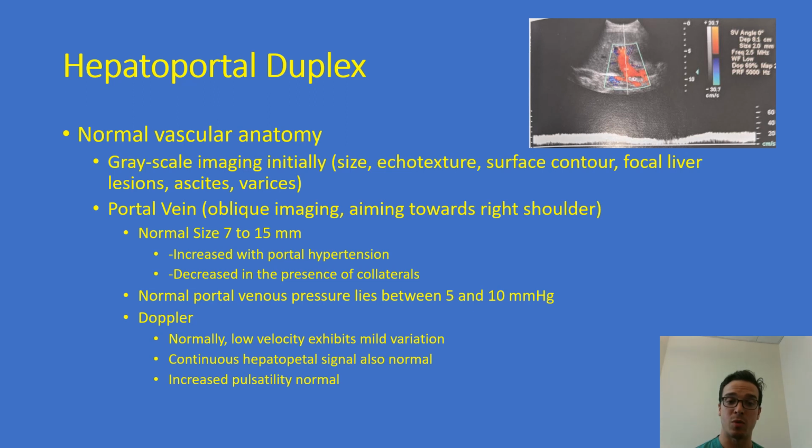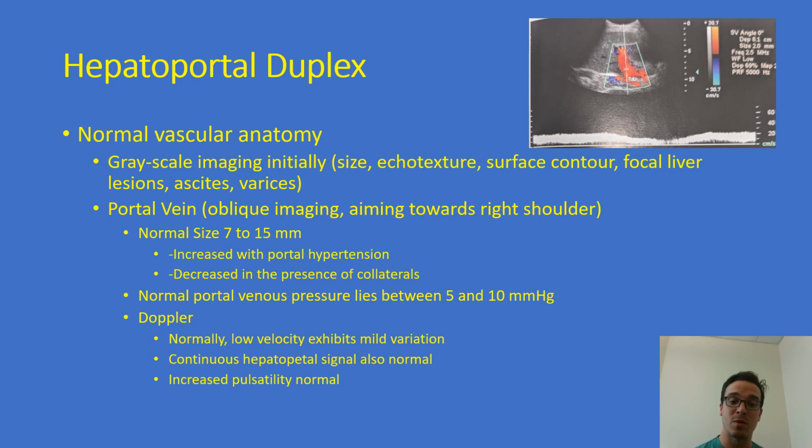We look first at the portal vein. This is obtained with oblique imaging, aiming towards the right shoulder. The normal size of the portal vein is 7 to 15 millimeters, but may be increased in patients with portal hypertension or decreased in the presence of collaterals. Normal portal venous pressure lies between 5 and 10 millimeters of mercury.